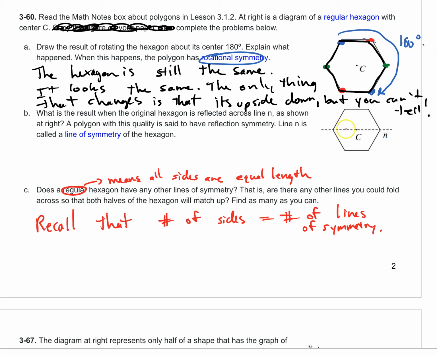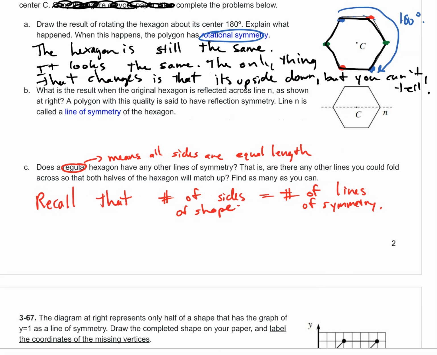Okay, so that's one line of symmetry, and recall that the number of sides of a shape is equal to the number of lines of symmetry for a regular shape, or for all shapes where all sides are equal. So we'll let you figure out how many more lines of symmetry this hexagon has.